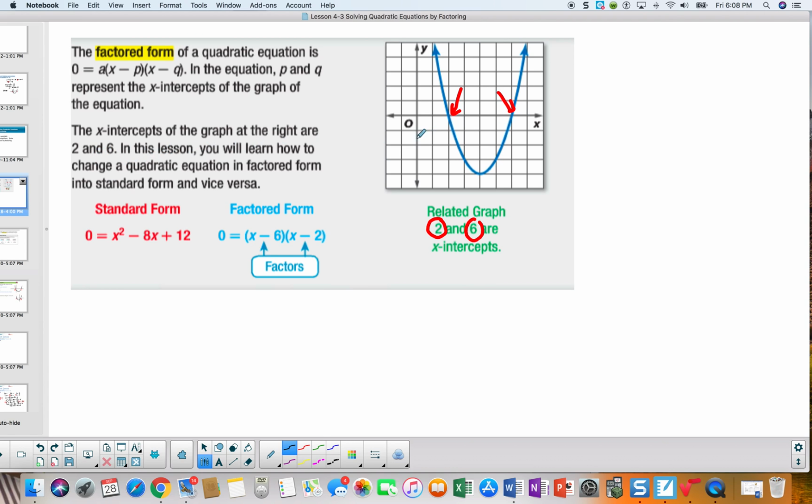Now, in this particular problem, we have the standard form, the factored form, and the graph. Notice that 2 and 6 are the x-intercepts, and 2 and 6 are also the numbers we put in the factored form. They're right behind the minus signs. If you were to multiply all this out, you would get back to this standard form.